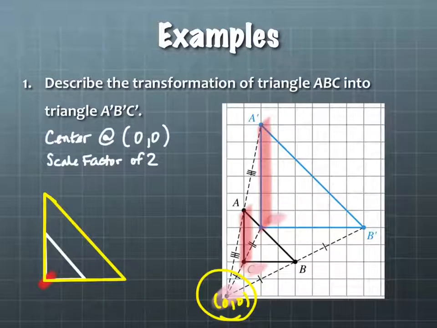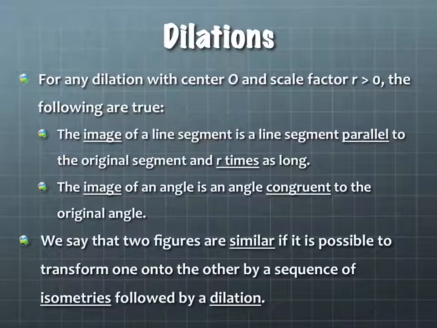Now let's do a few more facts about dilations. For any dilation with center O and scale factor r bigger than 0, the following are true. So these are just true facts. The image of a line segment is a line segment parallel to the original line segment and r times as long. The image of an angle is an angle congruent to the original angle. We say that two figures are similar if it is possible to transform one into the other by a sequence of isometries followed by a dilation.